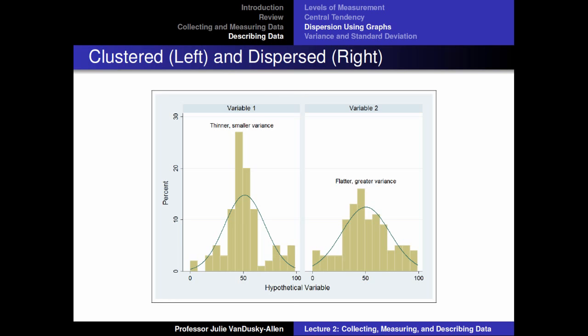Next, in this example, we have an example of a clustered variable and a dispersed variable. On the left-hand side image here, about 28% of the observations take on a value of 45 to 50, and the observations tend to cluster around the mean of 50. On the other hand, on the right-hand side of the graph here, only about 18% of the observations take on a value of 45 to 50, and the observations tend to be dispersed away from the mean of 50. So we would say the variable on the left is clustered, while the variable on the right is dispersed.